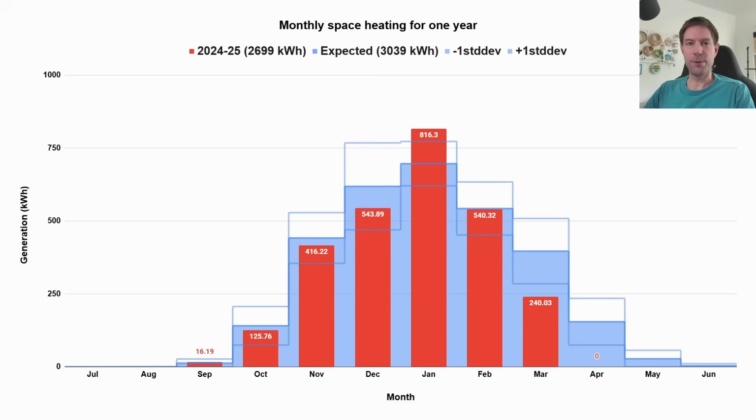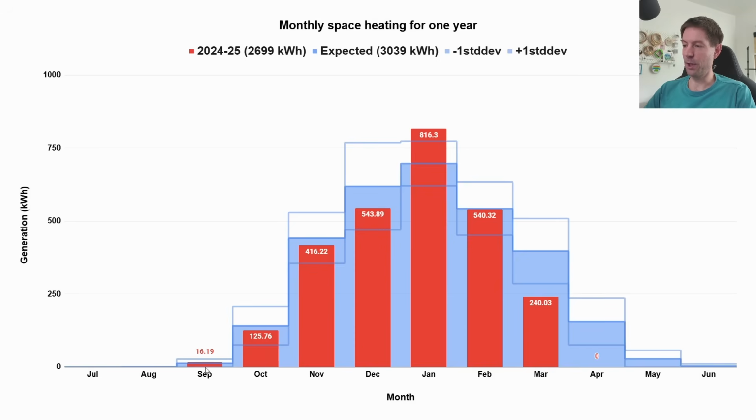And this is the result of all that work. Basically, we've got this nice little chart here with the blue shaded area representing the output of that model. The expected on each given month is the central line there. And then these sort of fainter lines above and below are the plus and minus one standard deviation, which gives me an indication of whether or not the month was unusual in terms of heating demand.